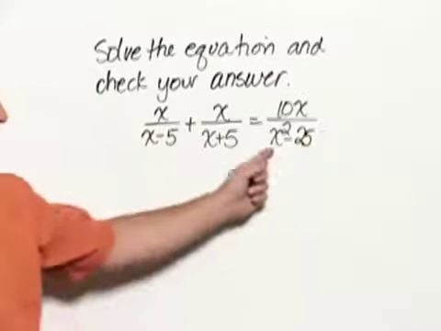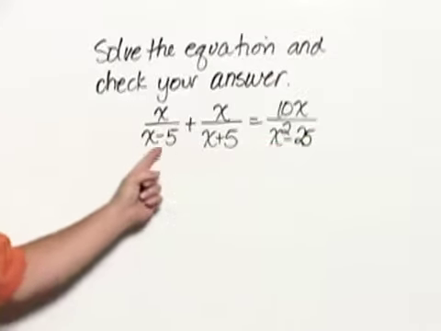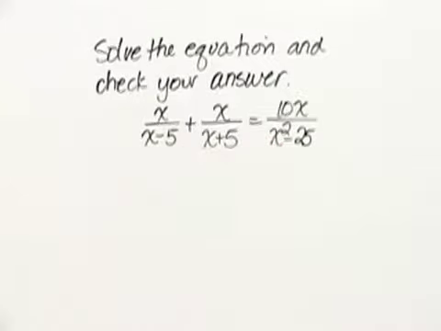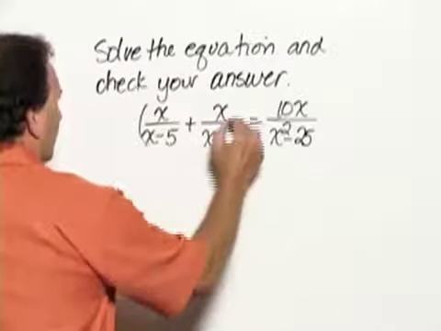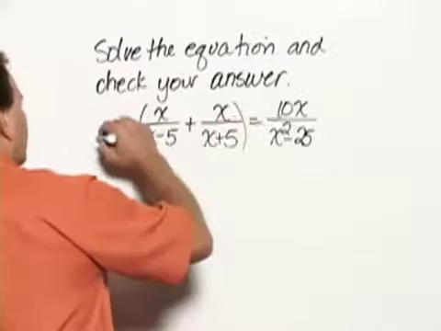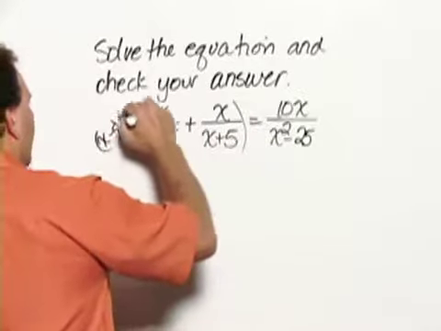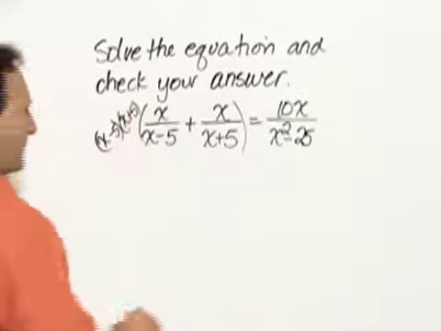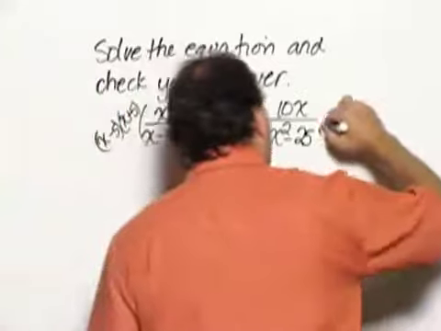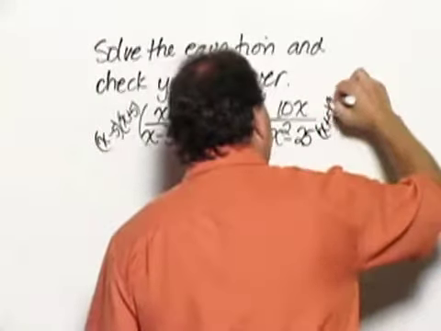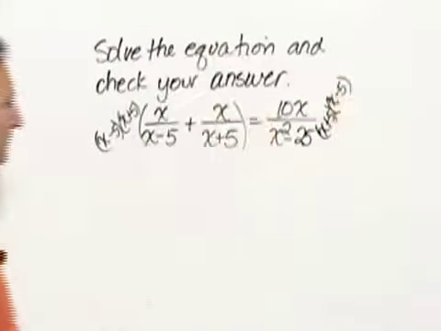In this case, x squared minus 25 is x minus 5 times x plus 5, and therefore the common denominator is x minus 5 times x plus 5. So we want to multiply both sides by x minus 5 times x plus 5. Same thing here, multiply by x plus 5 times x minus 5.